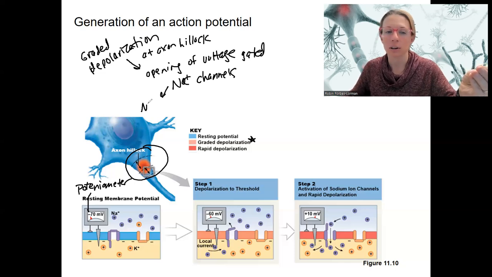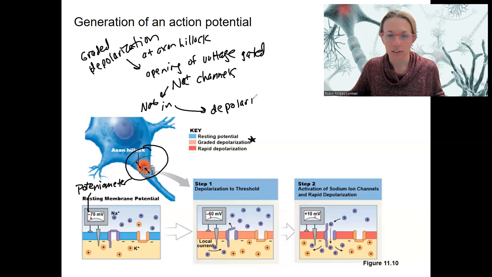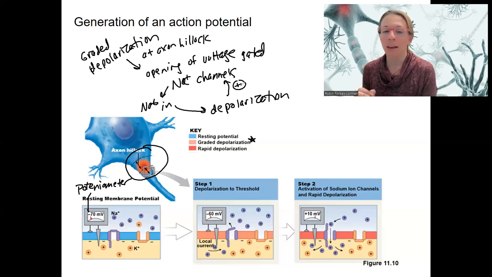It's going to cause sodium to flow into the cell, down its electrochemical gradient, very strong drive. That's going to do what? Cause more depolarization. That's going to do what? Open more voltage-gated sodium channels, more sodium in, depolarization. This is a positive feedback loop. Action potentials are all or nothing, just like other systems that are mediated by positive feedback loops.